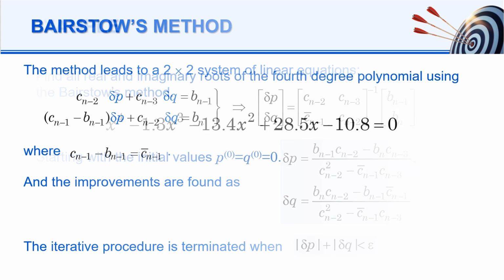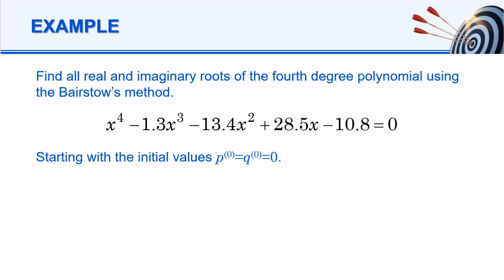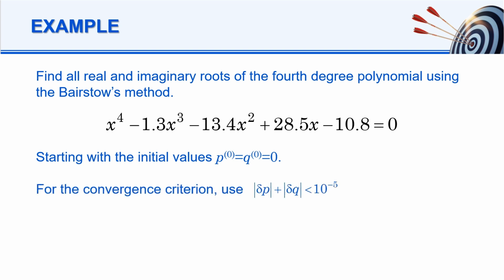than epsilon. As an example, consider finding all real and imaginary roots of the given fourth-degree polynomial using the Bairstow method, starting with the initial values p0 equals q0 equals 0. Also for the convergence criterion, use epsilon as 10 to the minus 5.